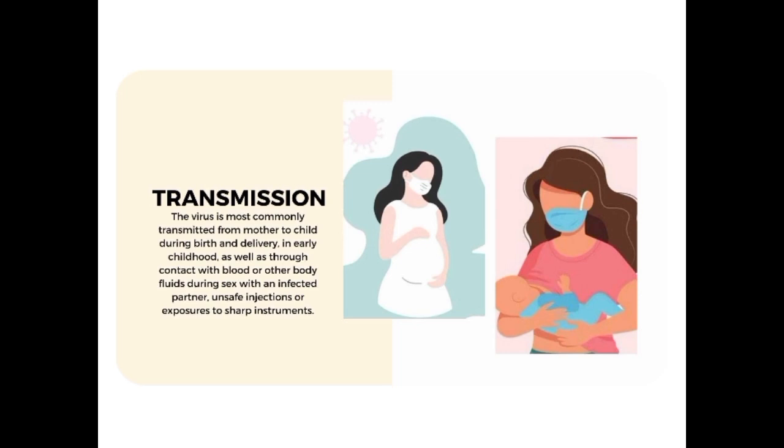The virus is most commonly transmitted through mother and child during pregnancy and delivery, during early childhood, and as well as through sexual intercourse, blood contact, and other skin contacts such as sharing of used injection needles. The virus can survive 7 days inside the body. This can cause infection to persons not having vaccines. It takes about 30 to 180 days after infection before the virus shows symptoms.